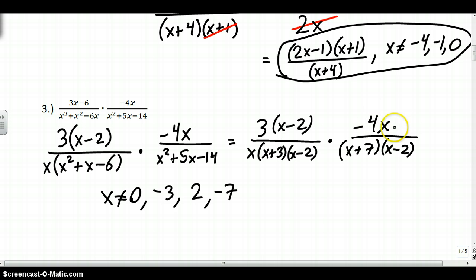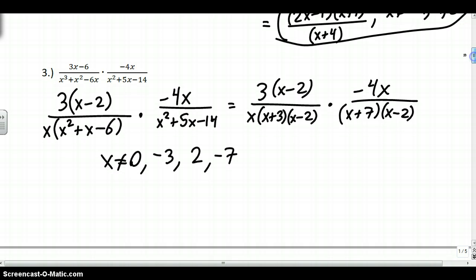Now notice, I do not have to check this numerator because it was never in the denominator. So those are my restrictions on x. And just see what cancels. Well, the x minus 2 cancels. And I've had questions about this all day. Does this x in the numerator and this x in the denominator cancel? You betcha. They go away.